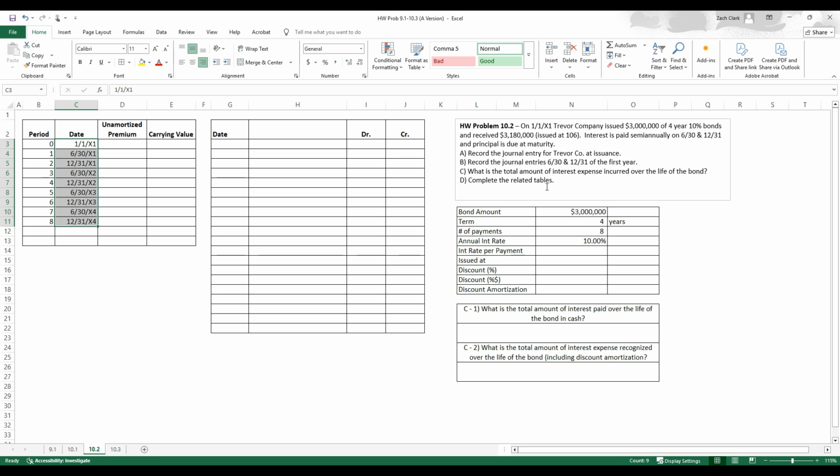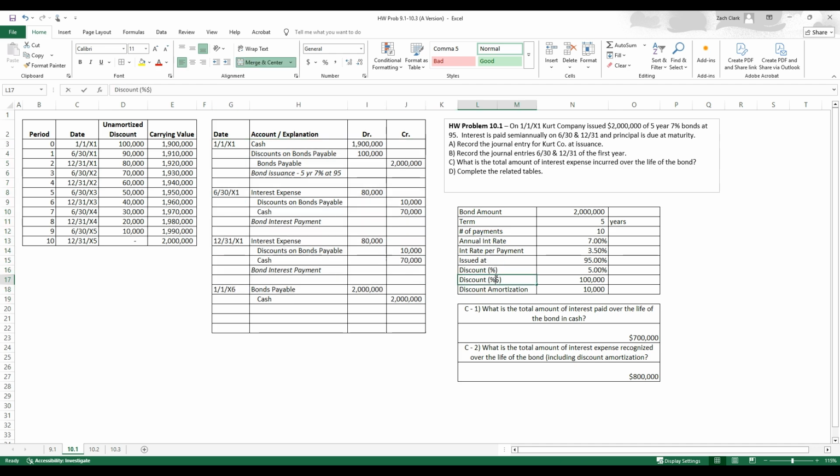And let's see, what else do we need to know? Issued at 106. Interest rate per payment is going to be divided by 2 because it's 2 payments per year again. We don't have a discount in this instance, but we have a premium, and that would be 6%. How much is it over 100? And then the premium amount in dollars, let me just fix that real quick.